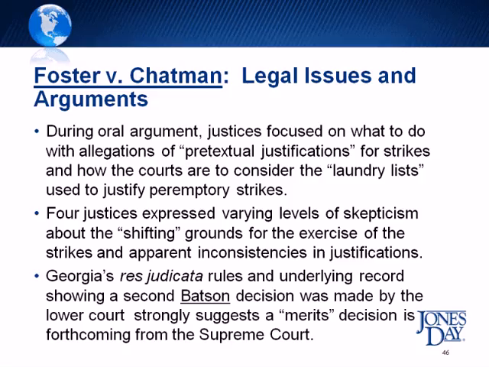And because of the procedural posture that this case has come up to the Supreme Court, that is that there have been multiple Batson decisions made, and they've been on the merits rather than the subsequent ones being on some procedural grounds, it appears pretty clear that there's going to be a merits decision from the Supreme Court.